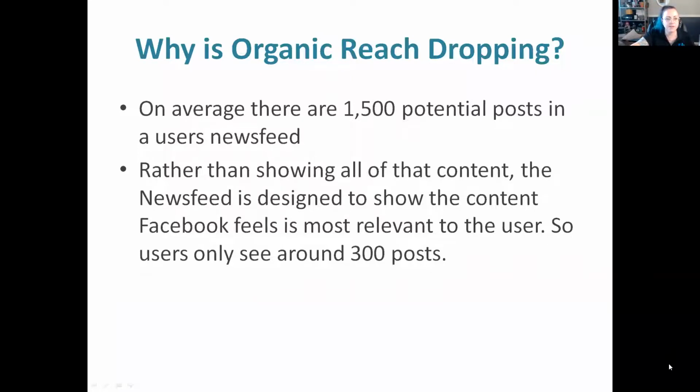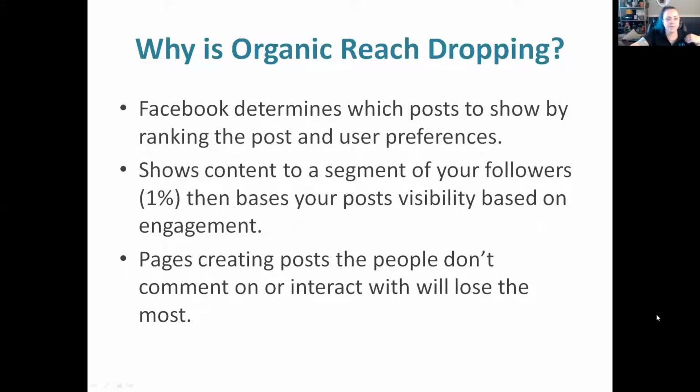Okay. Organic reach is dropping. On average, there's about 1,500 potential posts in a user's newsfeed. Okay, that's changing, so that now users are only seeing around 300 posts. And I've noticed this too, is even after a refresh, I'm only seeing the same exact stuff. Used to be, if I refreshed, I would see a whole bunch of new friends and family, a bunch of new posts in there, but I'm really not seeing that anymore. Okay, Facebook's determining which posts are shown by the post and user preferences that we already talked about, and it's also using ranking for your business page, okay? So we'll talk about ranking in a minute, but let's talk about how visibility is determined.